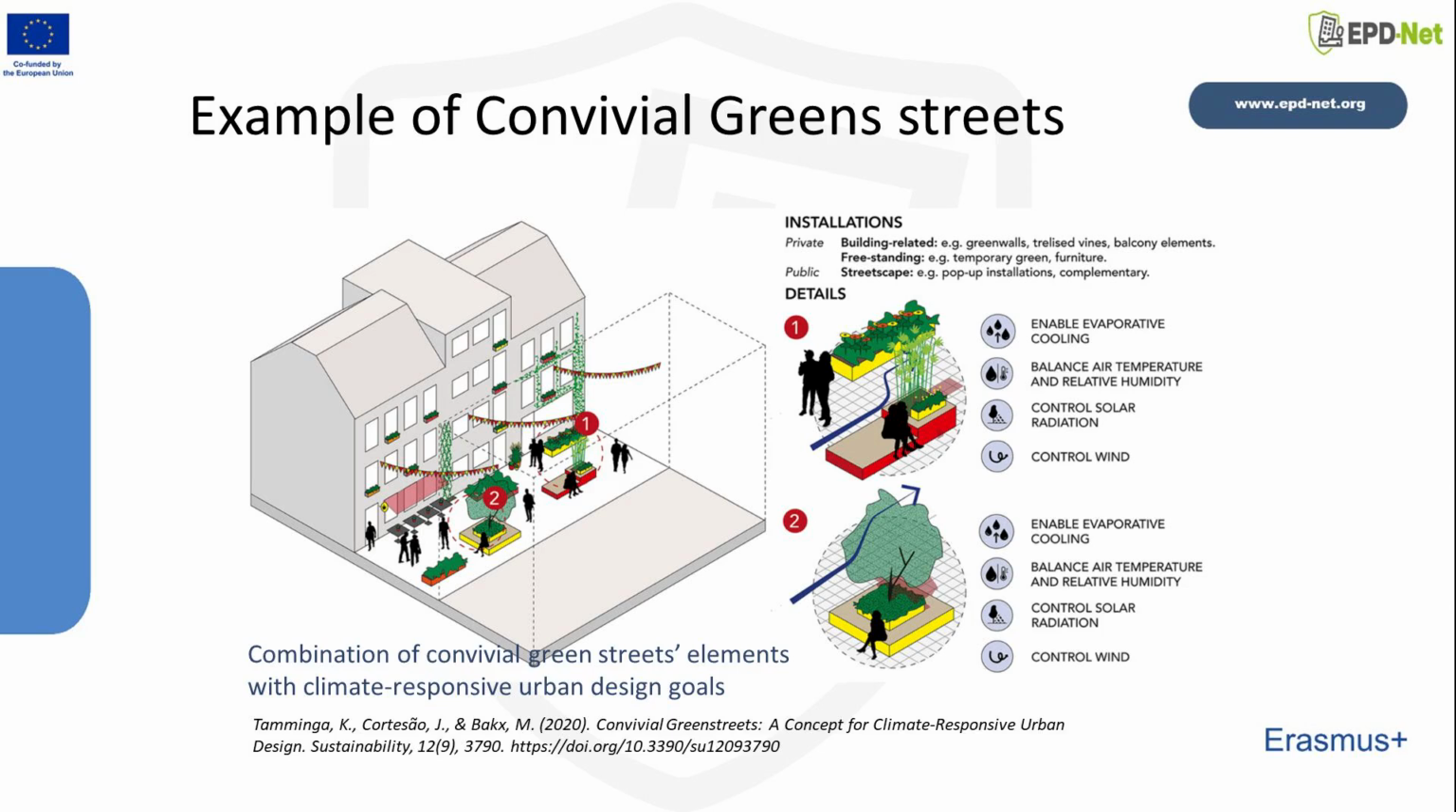Researchers Ken Tominga, João Cortesão and Michiel Bax present a conceptual framework for using convivial green streets (CG) as a resource for climate adaptation. When applied consistently, CG can become an emerging green practice with a positive impact on urban adaptation to climate change. It may provide localized climate amelioration that supports social engagement outdoors. They argue that making convivial green streets operational in climate-responsive urban design can be achieved by, 1.